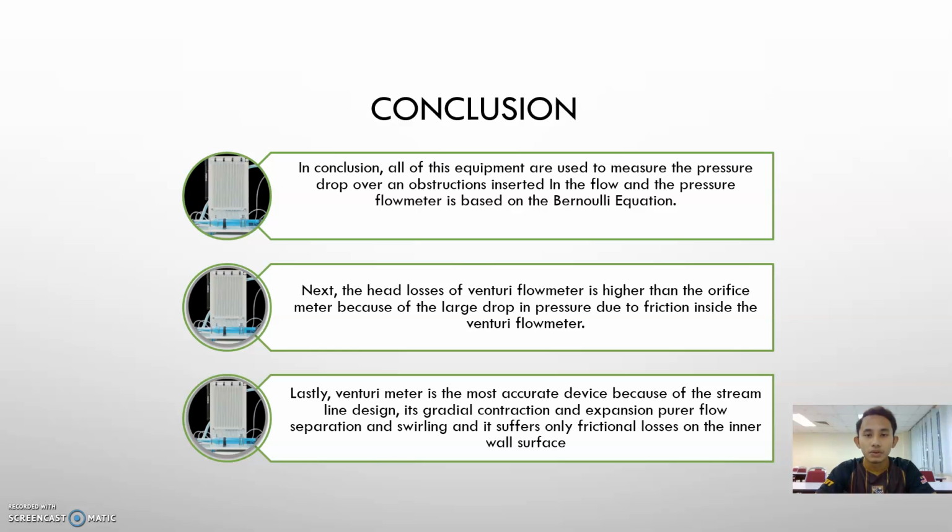So for the conclusion, all of this equipment is used to measure the pressure drop over an obstruction inserted in the flow, and the pressure flow meter is based on the Bernoulli equation. Next, the head loss of the venturi flow meter is higher than the orifice meter because of the large drop in the pressure due to the friction inside the venturi flow meter.